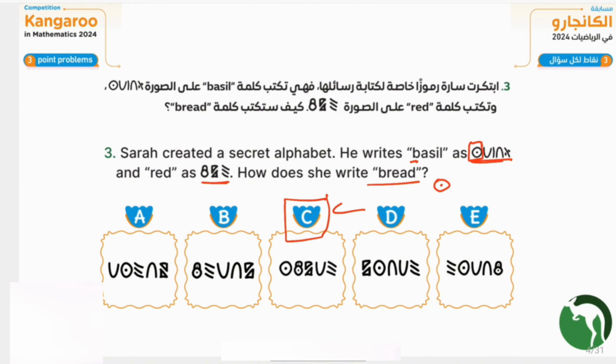But let's continue with the second letter. So we have in red this figure here. So we should have this one in the second place. If we look at C, yes, we have this one here. So we are now sure that this one is the correct answer, and we can continue and compare all the other letters.